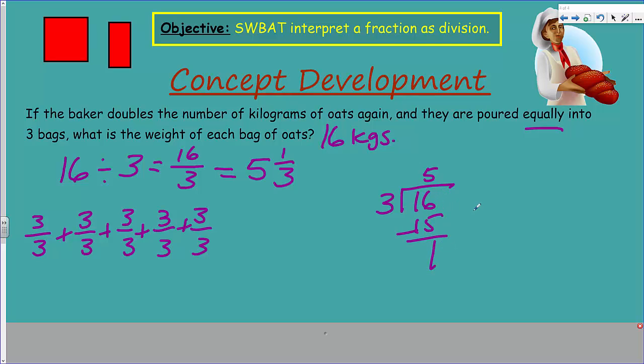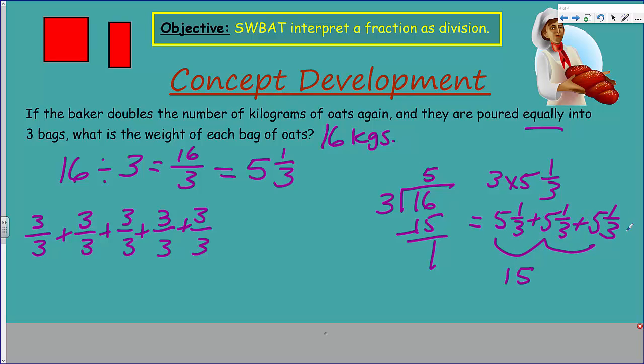Okay, now you can see we could also check this. So let's check it. 3 times 5 1/3: 5 1/3, plus 5 1/3, plus 5 1/3. And now you can see right here we have 5, 10, 15. And then here we have 1/3, 1/3, and 1/3. Well, in this case, let me go ahead and put plus 3/3. And now you can see this is going to equal 16. That was the number we were looking for, the 16. We got it all and got it back to where we were.